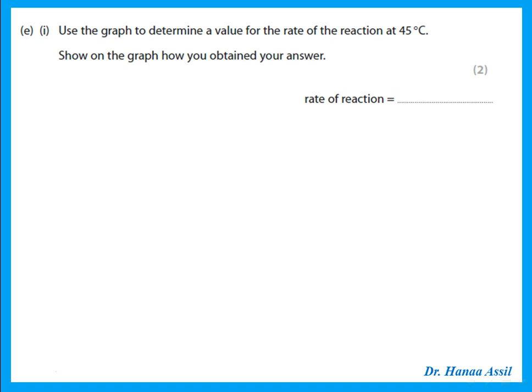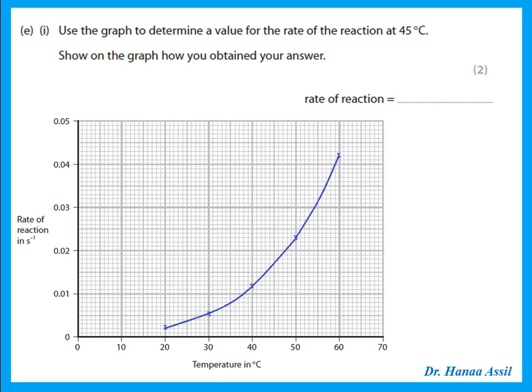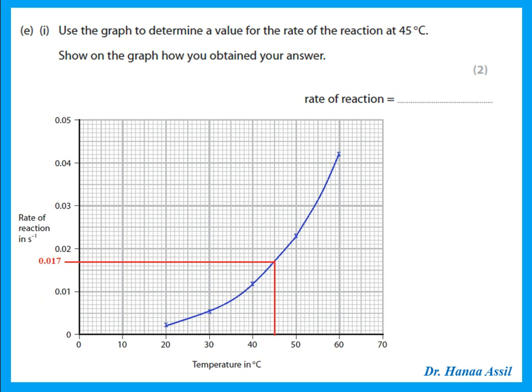Use the graph to determine a value for the rate of the reaction at 45. So I have drawn the graph. He wants me to get from the graph the value of the rate at 45 degrees Celsius. So I look, where is 45 degrees Celsius? That's the one down there between 40 and 50. I go up to the graph, go horizontally, and he says, show on the graph how you obtained your answer. So you have to draw these lines from 45 up to the graph and then horizontally to see what is the rate. And you can see from your graph that the rate would be 0.017.